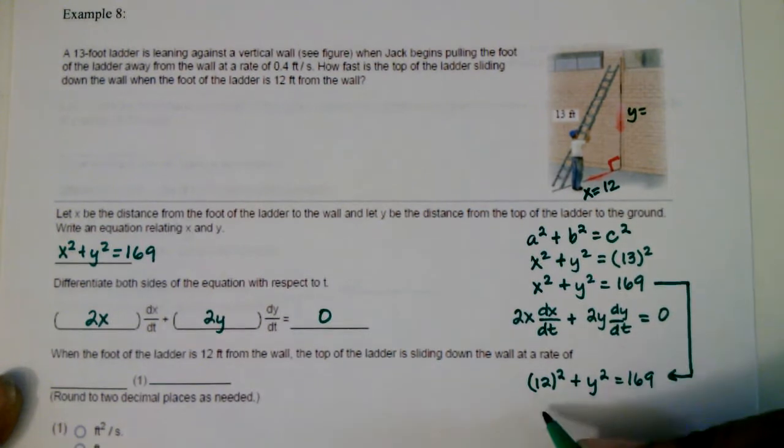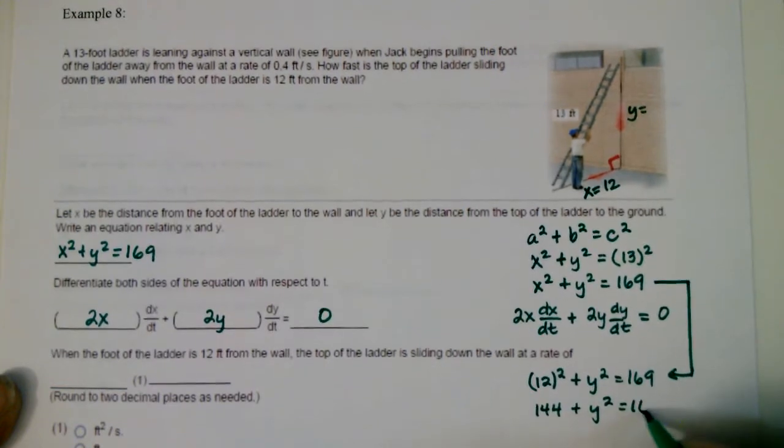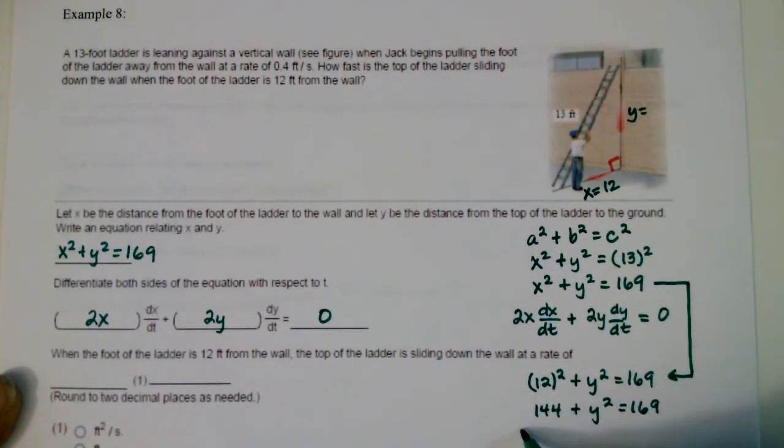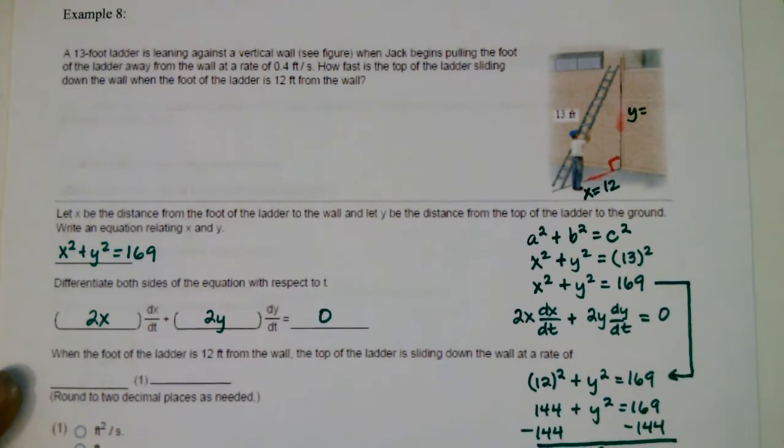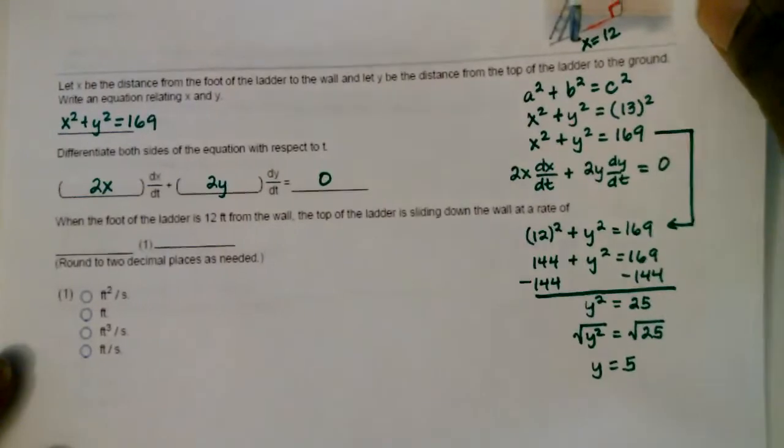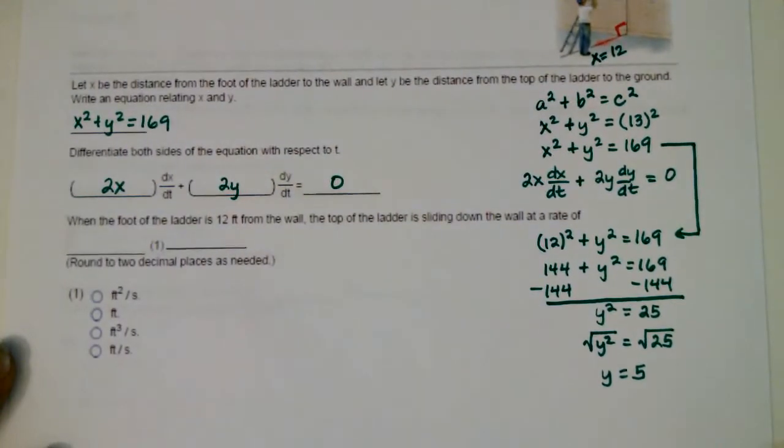So now 12 squared is 144 plus y squared is equal to 169. And then to get y squared by itself, I'll subtract 144 on both sides. So that means that y squared is equal to 25. Then if I take the square root on both sides, and I'm only going to be dealing with positive measurements here, so I don't need the plus or minus symbol here. So y then will be equal to 5.